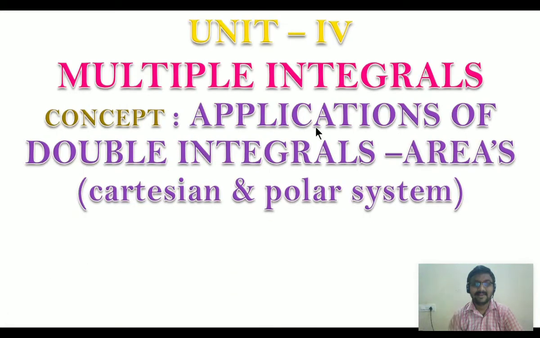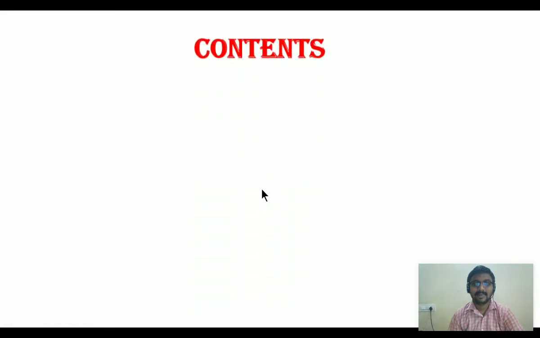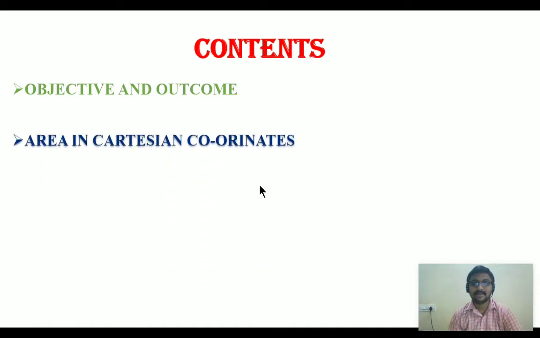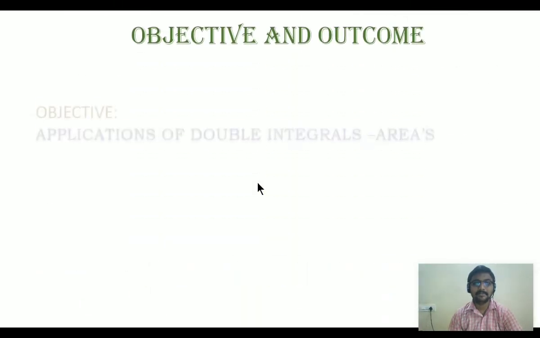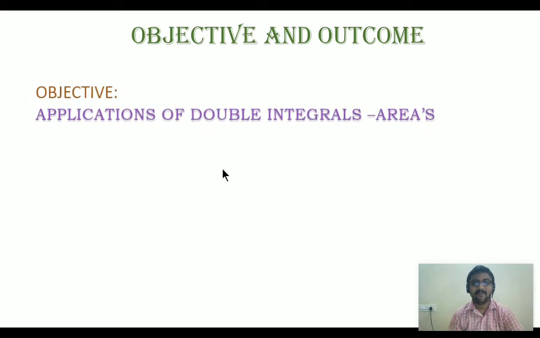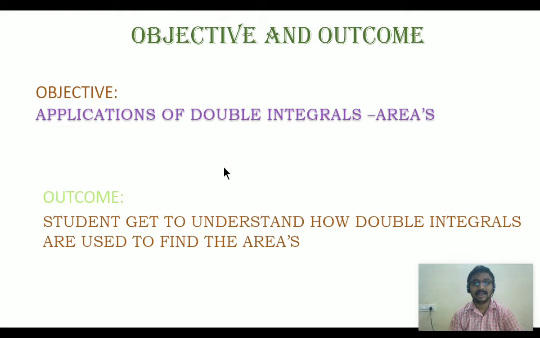Hi students, today's class is about Unit 4 Multiple Integrals, Concept, Applications of Double Integrals, Areas, both Cartesian and Polar. Contents: Objective and Outcome, Area in Cartesian Coordinates, Area in Polar Coordinates, and Applications. The objective is applications of double integrals, areas, and the outcome is that students will understand how double integrals are used to find areas.